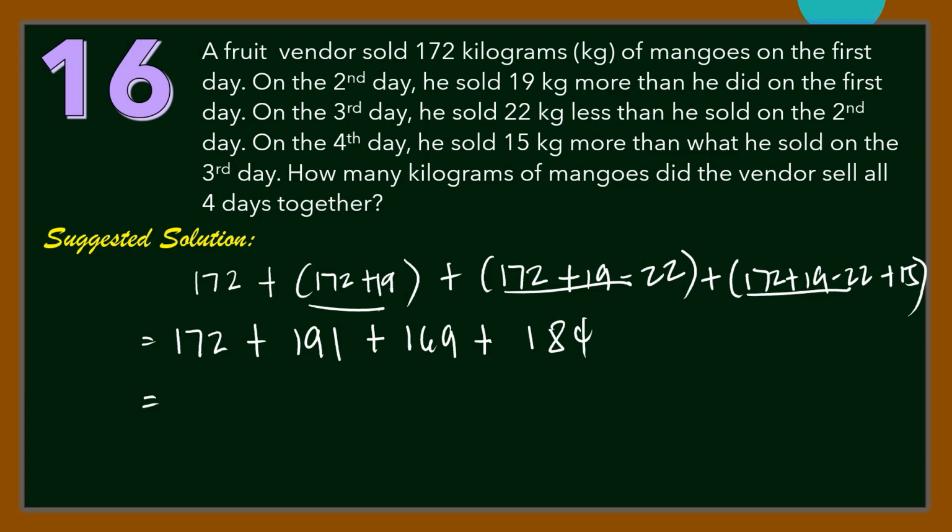So let us add. 2 plus 1 is 3, plus 9 is 12, plus 4 is 16. So we have 8 plus 9 is 17, plus 6 is 23, plus 8 is 31. So we have 3 plus 1 plus 1 plus 1 plus 1, that would be 7. In all, 716 mangoes was sold by the fruit vendor.